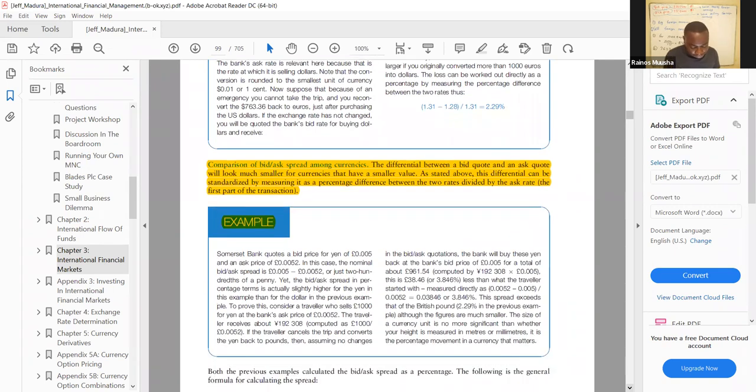So here they say, when you look at the comparison of the bid ask spread among currencies, the differential between a bid quote and ask quote will look much smaller for currencies that have a smaller value. As stated above, the differential can be standardized by measuring it as a percentage difference between the two rates divided by the ask rate, which is basically the first part of the transaction. So they also give us this from the perspective of the indirect quotation as well.